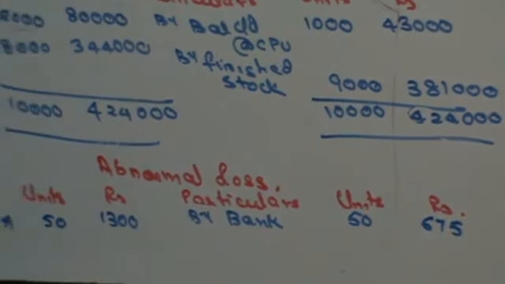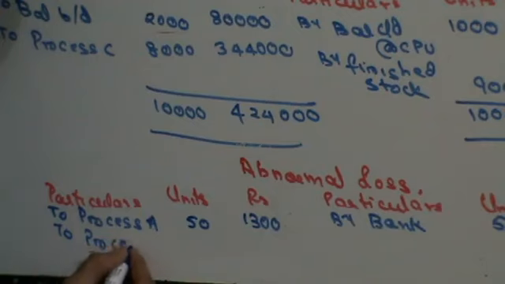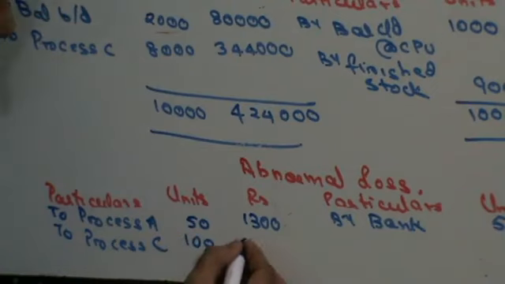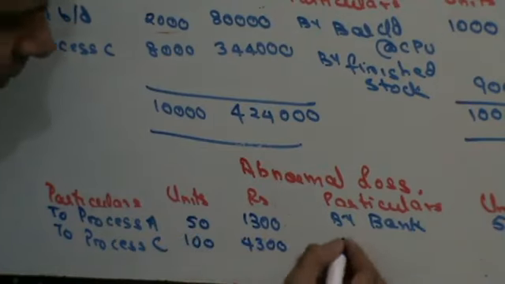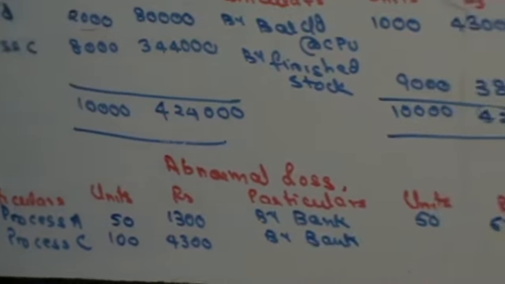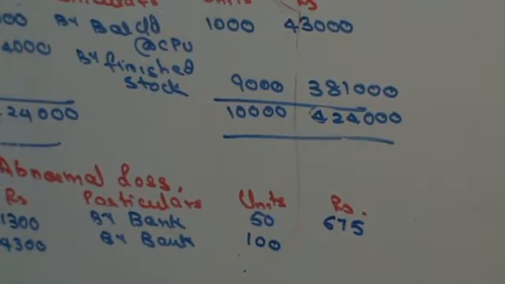Where else do I have abnormal loss? I have it in process C. So to process C, abnormal loss is 100 units and the amount is 4,300. How do I tally this? By bank. You write the number of units as it is, 100, and you multiply it by the scrap value. Scrap value is 21. So this is going to be 2,100.